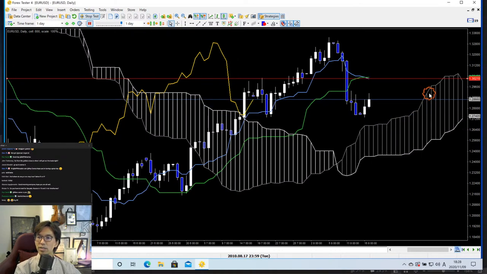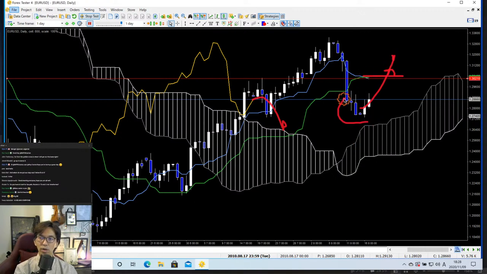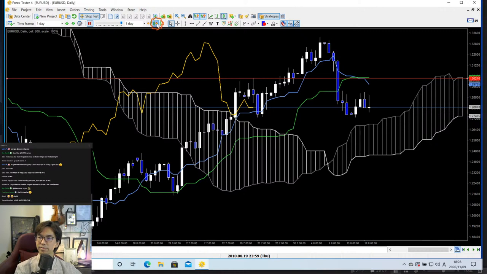Okay, so now we find the Tenkan Sen Kijun Sen dead cross. The Tenkan Kijun dead cross happens. So the next thing I will be waiting for is the Chikou Span break. Until the Chikou Span break happens, the market might go up to the Kijun Sen, or it might break upwards through the Kijun Sen. So this is where you don't want to take trades. So let me move on a little bit more.